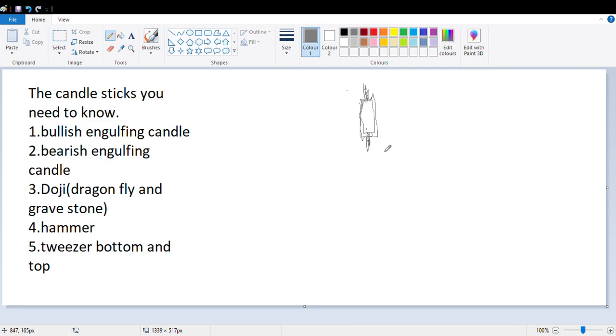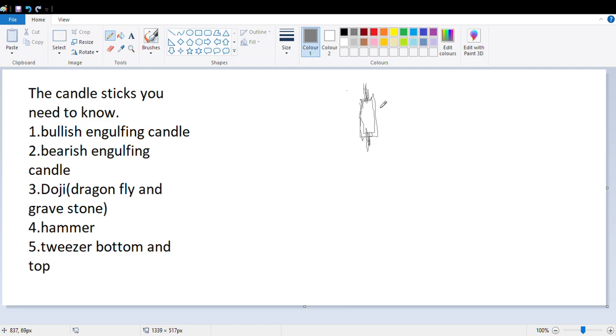So first on our list is the bullish engulfing candle. The meaning of engulfing means to surrender or to cover. So here we are talking about a bearish candle that has been engulfed by a bullish candle. So first of all, what at all is a bullish or a bearish candle?